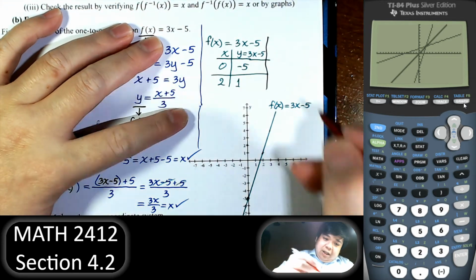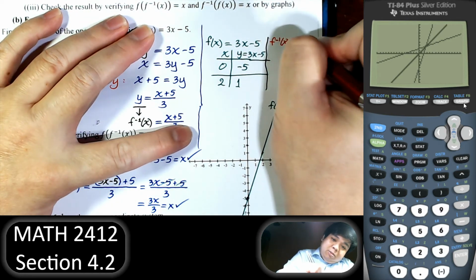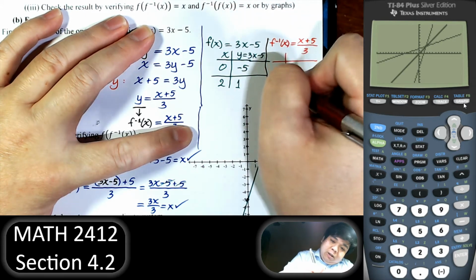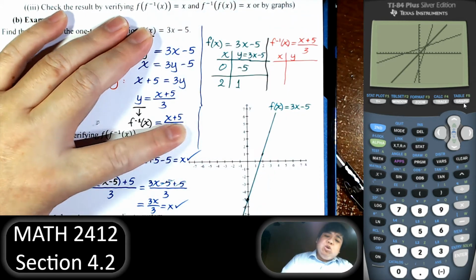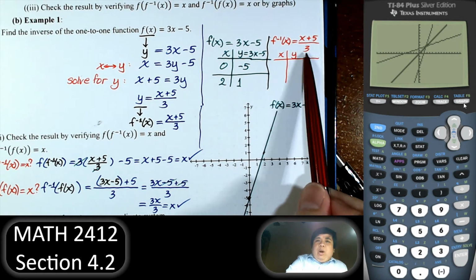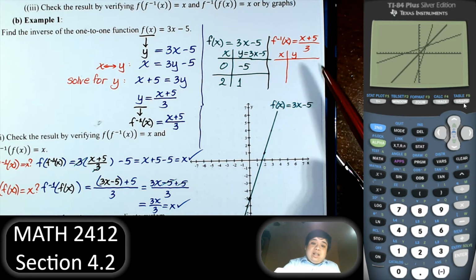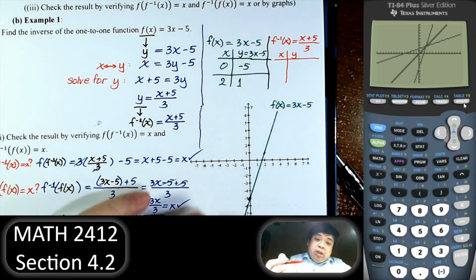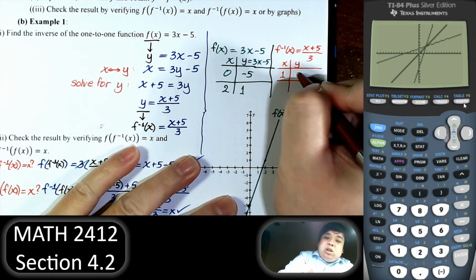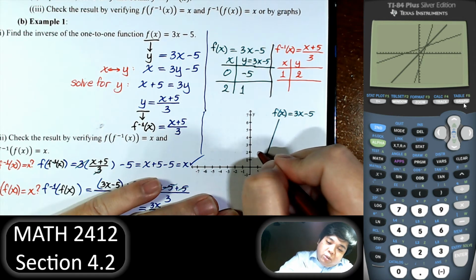Next, let's look at the inverse. x plus 5 divided by 3. x and y. Now I'll choose some values. I will not choose 0, because if we choose 0, we have 5 over 3. It's not a nice number. We choose some x values so that it will come out nice and even. For example, if we choose x equal to 1, 1 plus 5 is 6 divided by 3 is 2. So x equal to 1, y equal to 2.